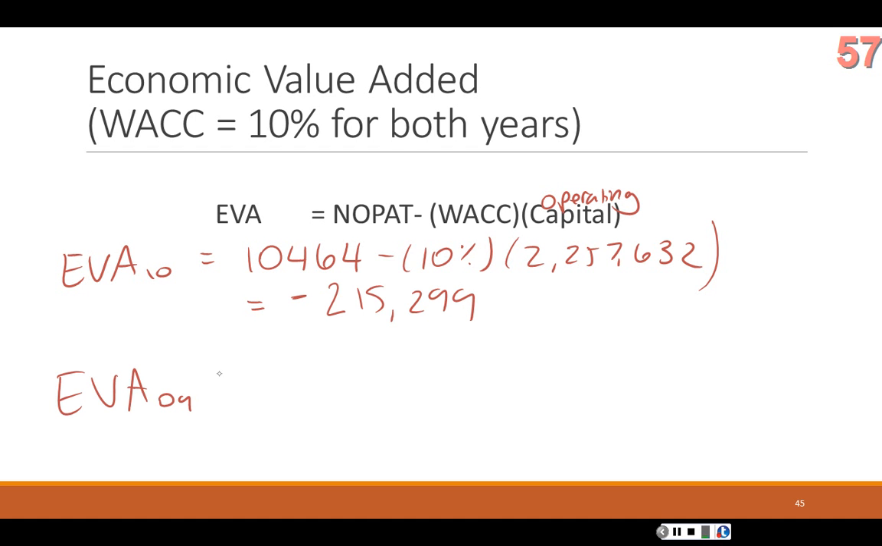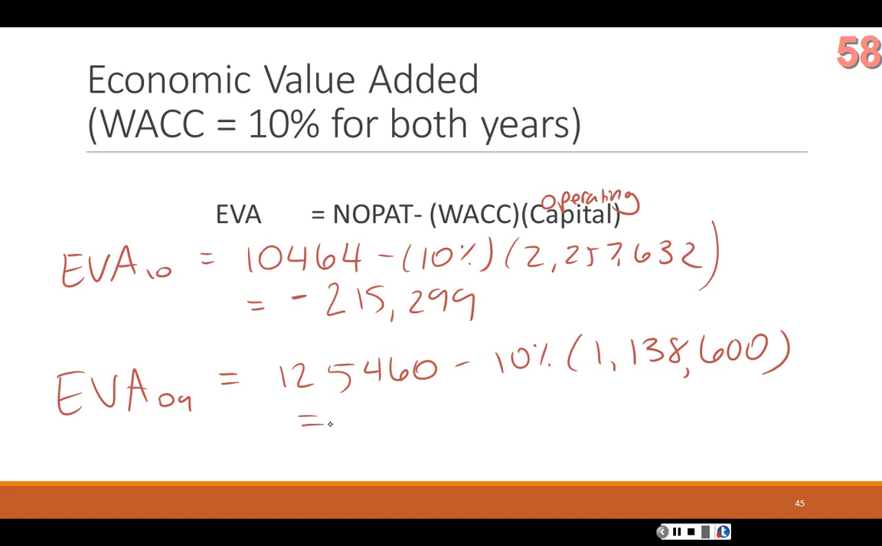We can do the same thing for 2009. We had net operating profit after tax of $125,460 minus our 10% cost of capital times operating capital of $1,138,600. And that gives you economic value added of $11,600.